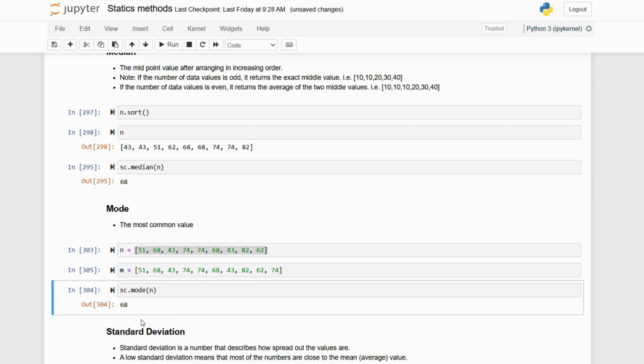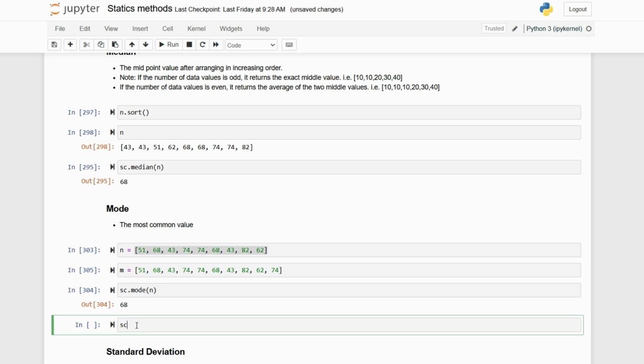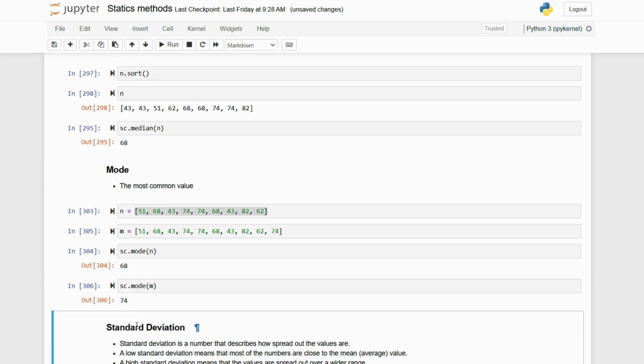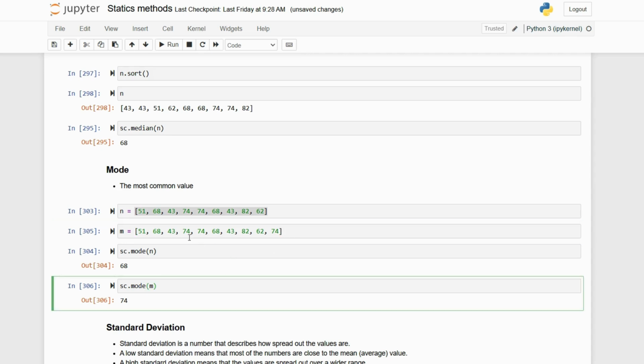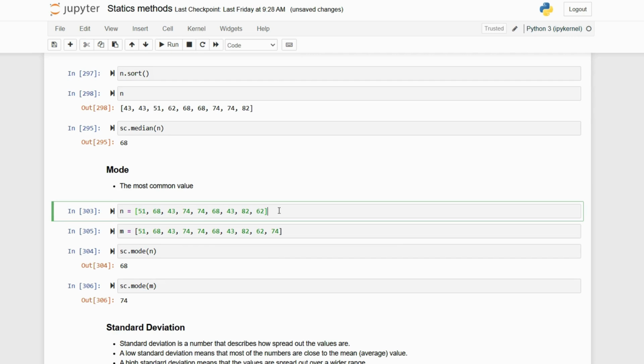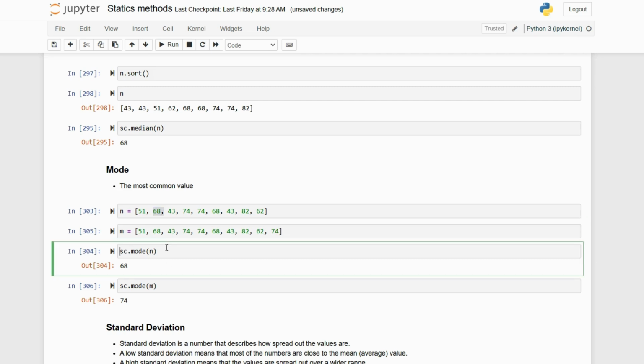If I run this in the same way and calculate the mode, it gives us the answer 74. Why? Because if you see, 74 appeared the most number of times. In the earlier data set, 74, 68 and 43 all appeared twice, so it picked the very first appearance from the left side. So the mode is the most common value of a data set. If only a single value appeared the most number of times, it gives us that value. But if in your data set more than one value has the same number of appearances, then it picks the very first value from the left side.